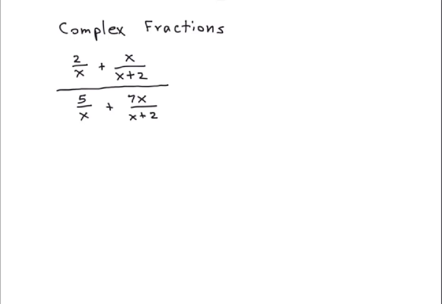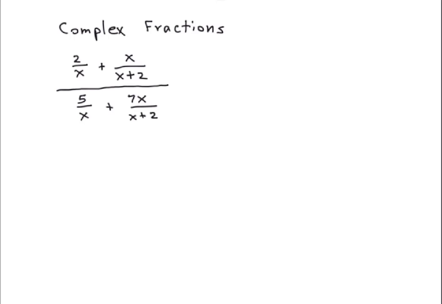Now, we could combine these by getting a least common denominator in the numerator, adding that together, combining the numerator into a single expression, doing the same thing with the denominator, and then once it's a single fraction over a single fraction, then we can multiply by the reciprocal. But there's a much easier way to deal with complex fractions, and this involves the LCD.